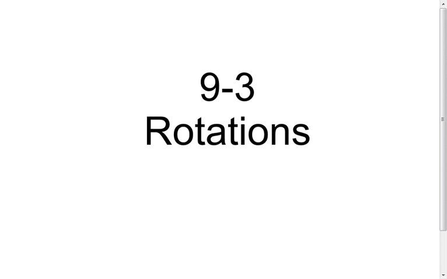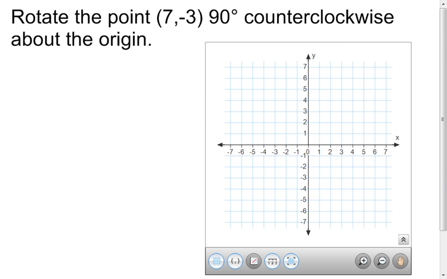Here I have two examples dealing with rotations. The first one is I'm going to go to the coordinate grid and I want to rotate a point, in this case (7, -3). I want to rotate it 90 degrees counterclockwise about the origin. So the first thing I'm going to do is plot the 2 points that I'm working with. The first one is going to be at (7, -3). Should be approximately there.